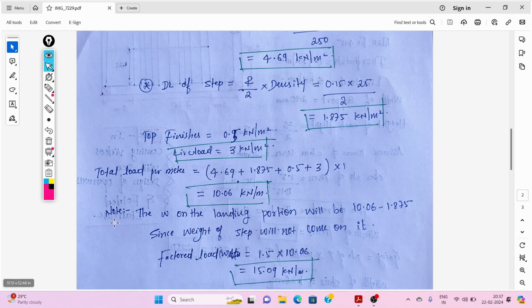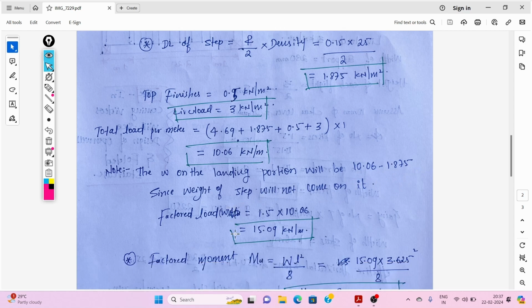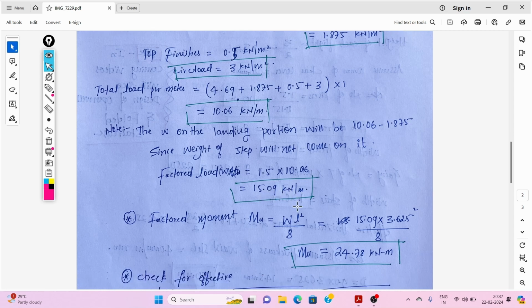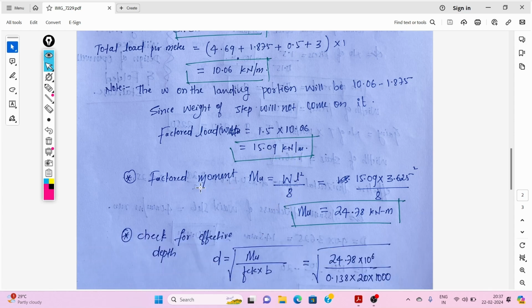Okay. Now you can read this note. The W means load on the landing portion. The load on the landing portion will be this total load 10.06 minus 1.875, this step load. Because this step load will not act on the landing, that's why we are deducting this load. Okay, now the factored load will be 1.5 into 10.06, we'll get 15.09 kilonewton per meter.